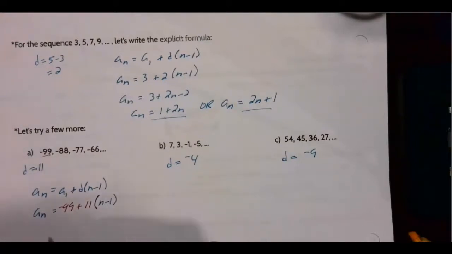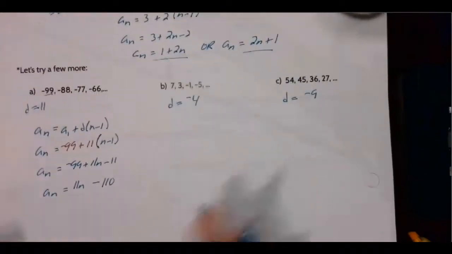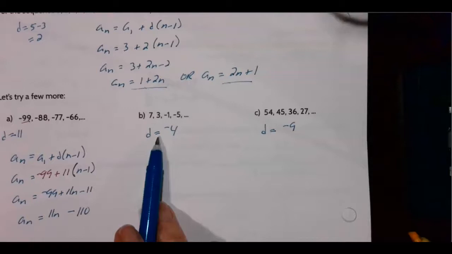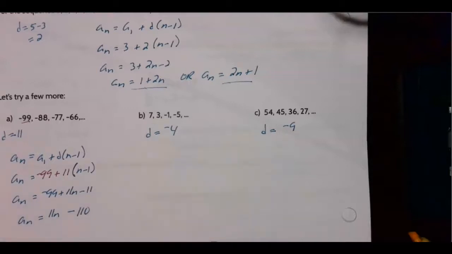Okay, now we're just going to simplify that. A sub n is equal to negative 99 plus 11n minus 11. So a sub n is equal to 11n minus, why can't I do that without a calculator? 110. What this is used for is if I want to find the 15th term. Right now you might not realize why that's important, but we will see later on. Okay, we're going to do the same thing here, and we're going to do the same thing here. Okay, pause it and do this next one on your own.